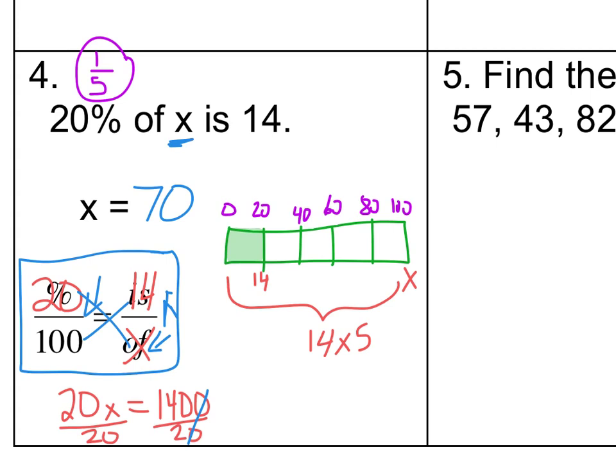And so since we know how tape diagrams work, each of these pieces has to be the same quantity. And since this is 14, all of these are 14. So I can do 14 times 5 to figure out the total of x, and 14 times 5 is 70.